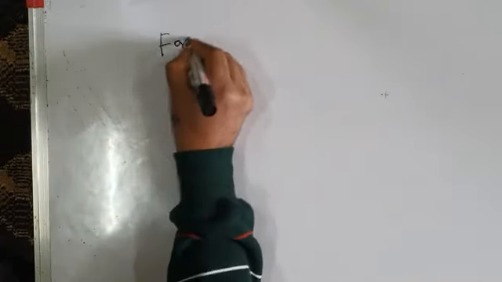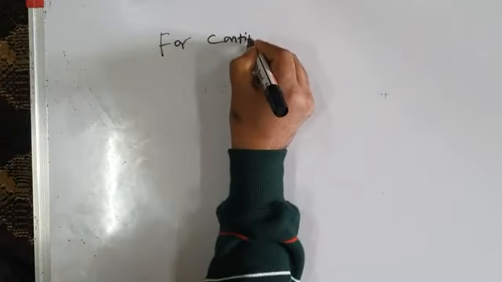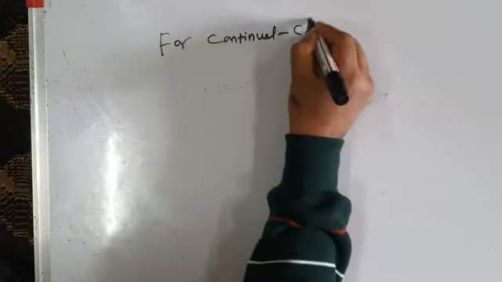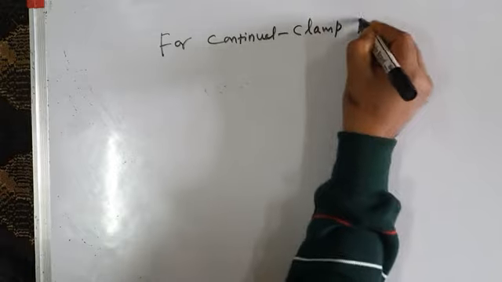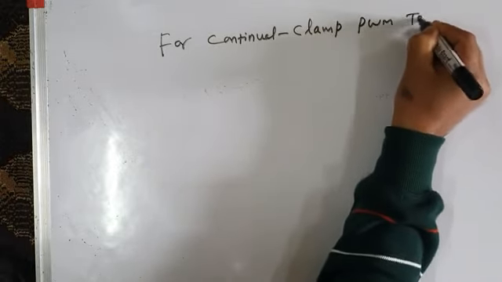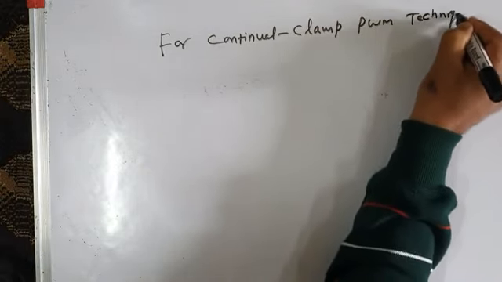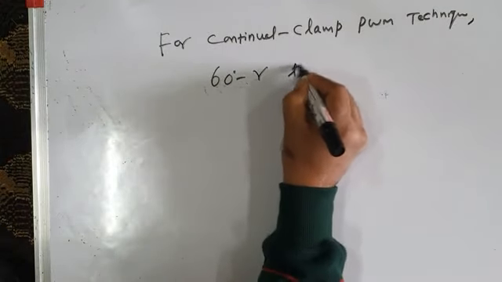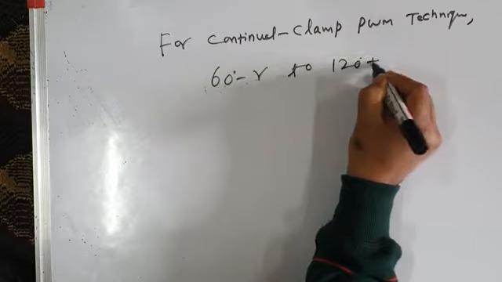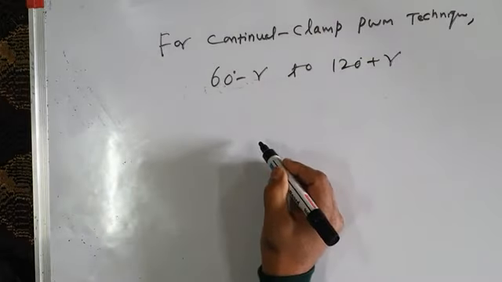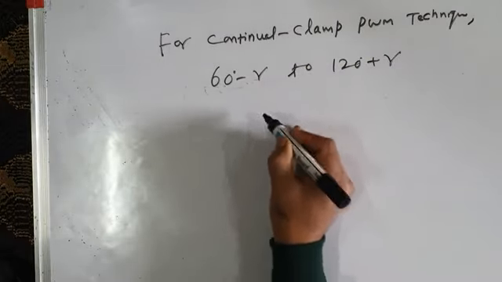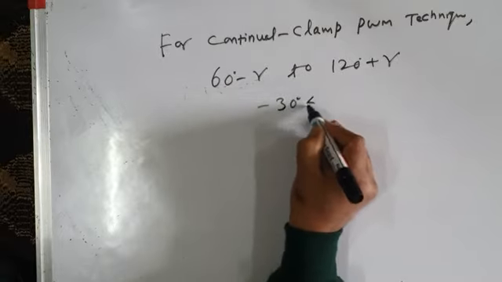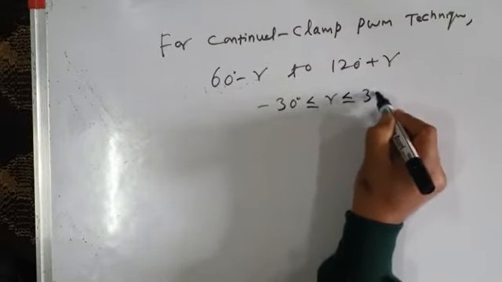And in general, for continual clamp PWM technique, that is 60 degree clamp PWM technique, the clamping is done from 60 degrees minus gamma to 120 degrees plus gamma, where gamma varies from minus 30 degrees to plus 30 degrees.